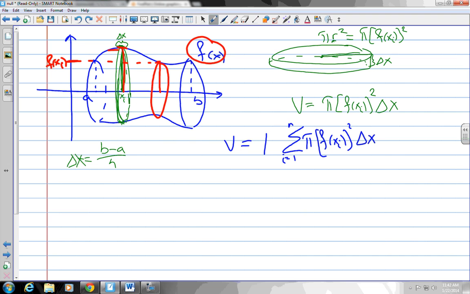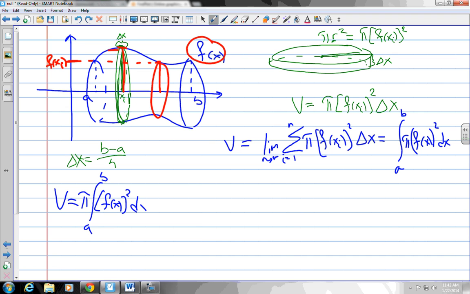If you want the volume to be exact, we take the limit as n goes to infinity. So that just becomes an integral. What is it going to be? It's an integral from a to b, pi f of x squared dx. I can pull the pi out, pi is the constant. So the volume is pi times the integral from a to b of f of x squared dx. This is a nice little formula. Disk method, as your book calls it.